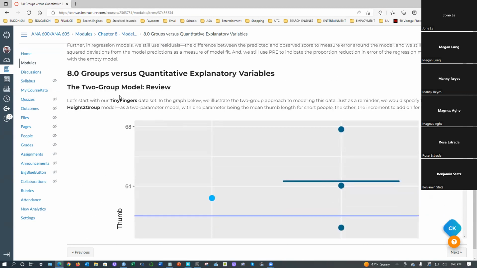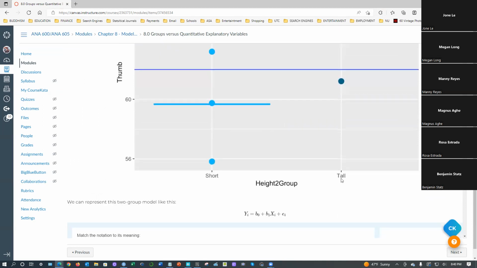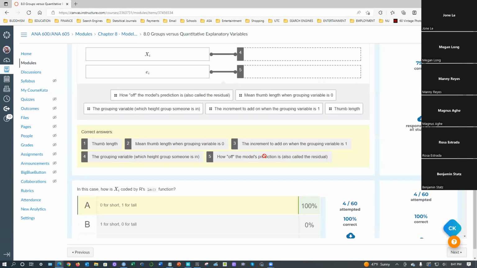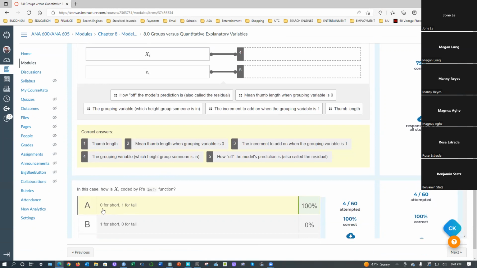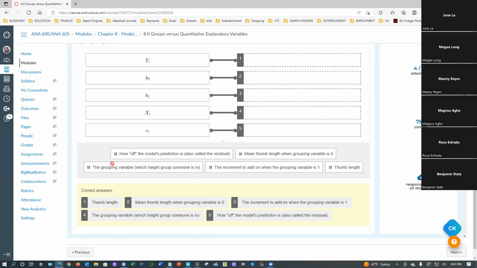We did all of these. You can remember the 2-group model. It's a kind of review. Remember what you did in Tiny Fingers, short and tall. X can be considered a dummy variable in this scenario. You can remember we had that broader discussion. In this case, X can be coded as 0 or 1: 0 for short, 1 for tall.